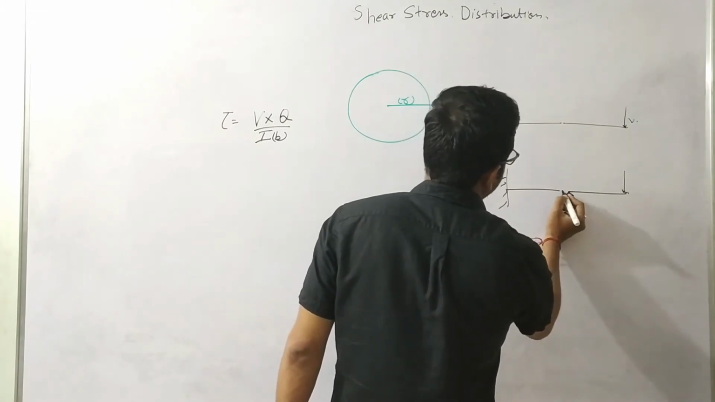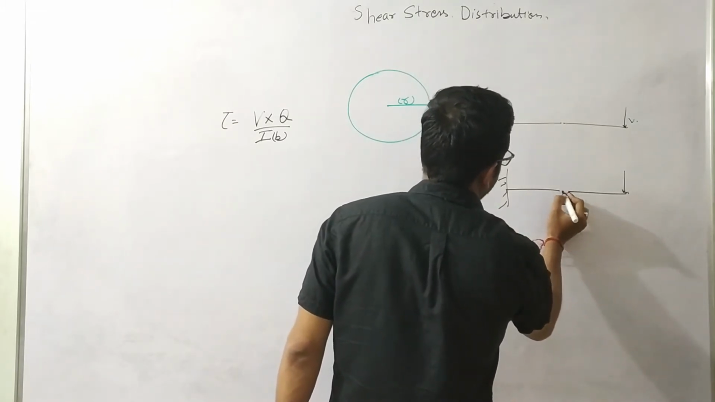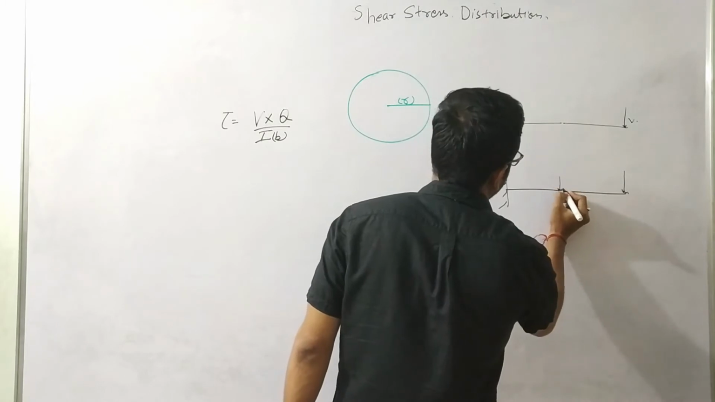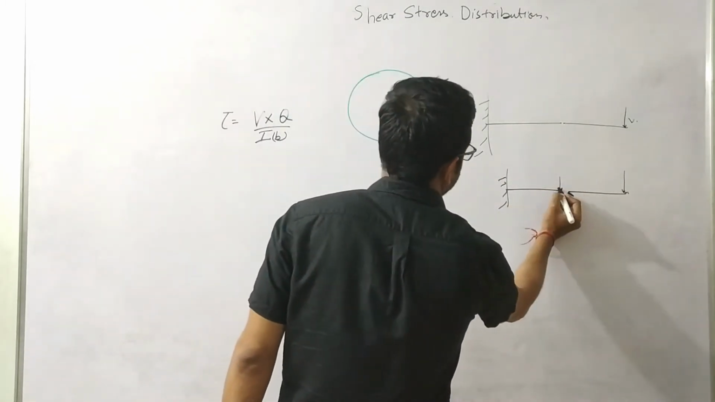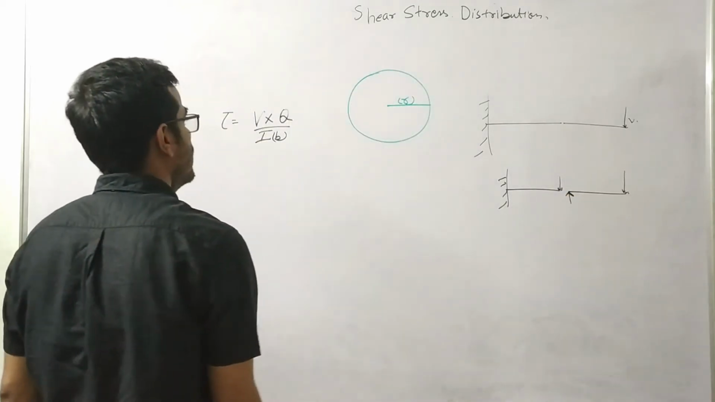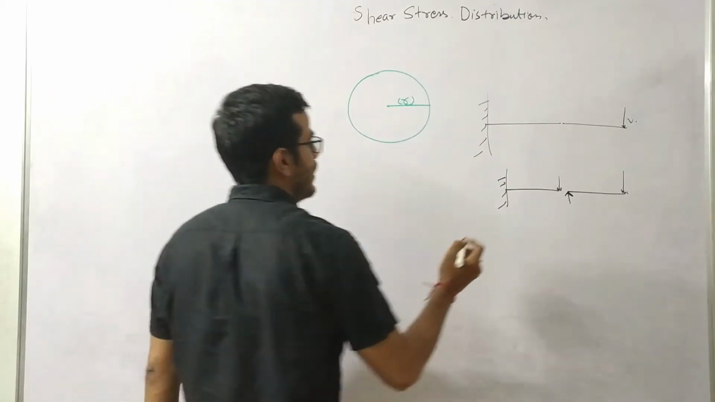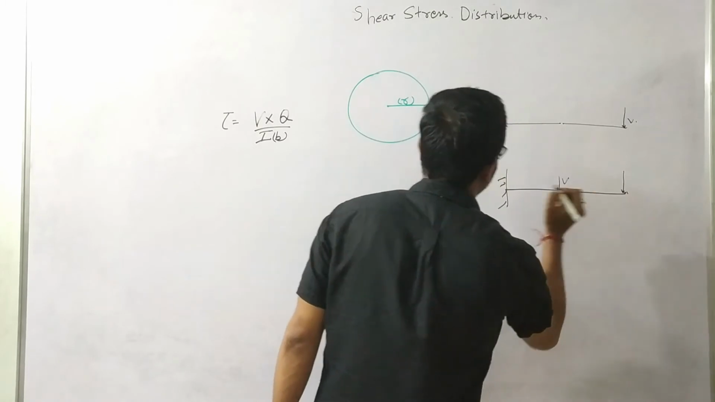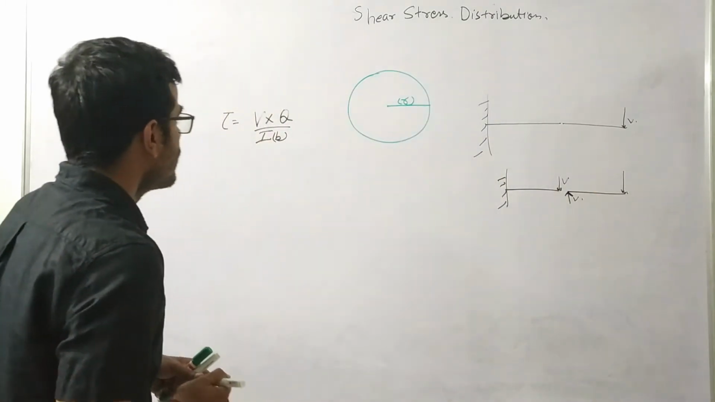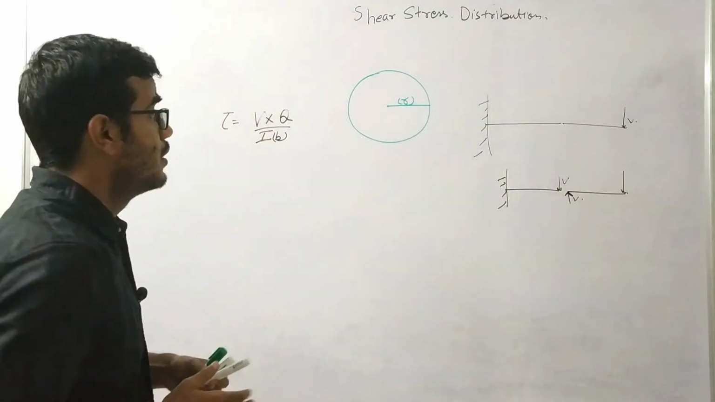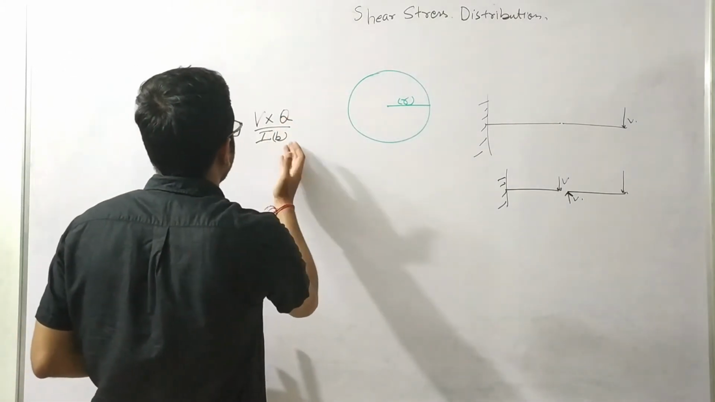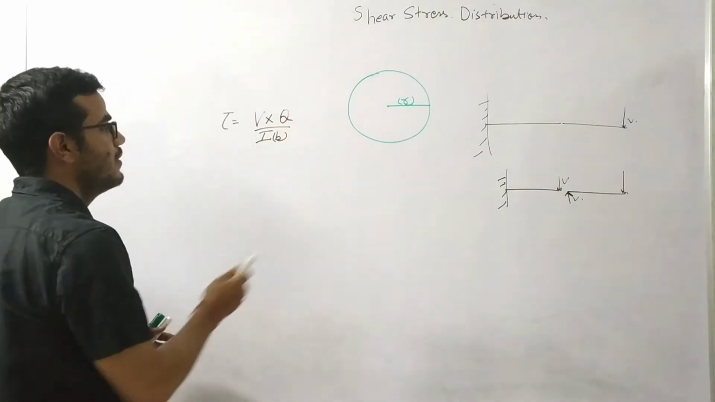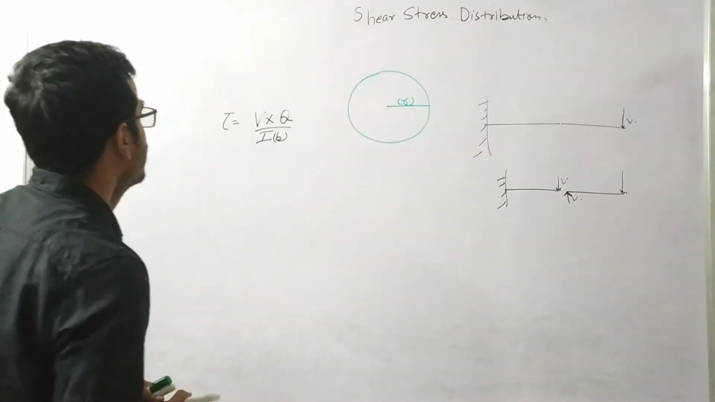To balance this load at this section, the shear force will act in the upward direction, and to balance the equilibrium at this joint, one shear force will act in the downward direction. So I'm checking at this cross section: what will be the shear stress distribution at this cross section? Now the problem lies in what Q is, what I is, and what B is over here. V is already known, the shear force.